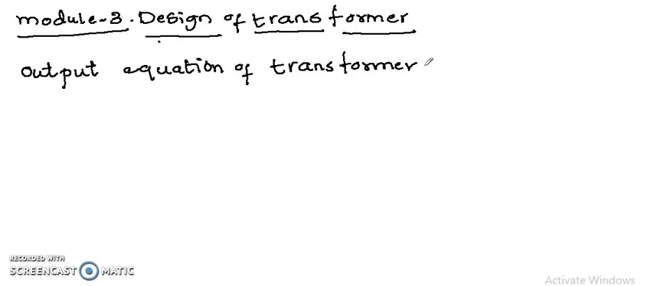So how to fix that rating? Based on the output equation. Many parameters are present inside that equation, and based on that we can define the rating of that machine. This is why we first need to derive the output equation.